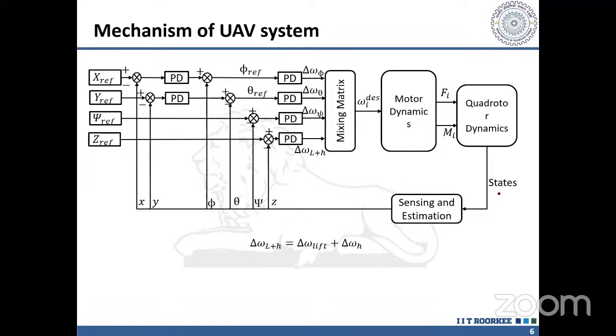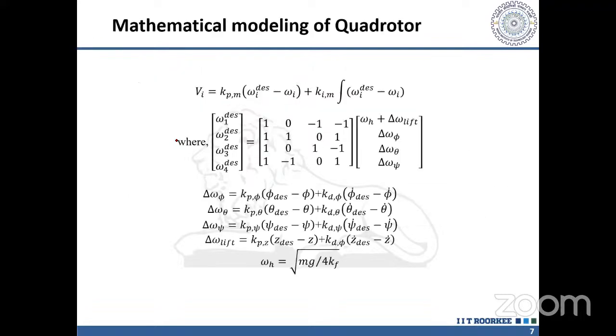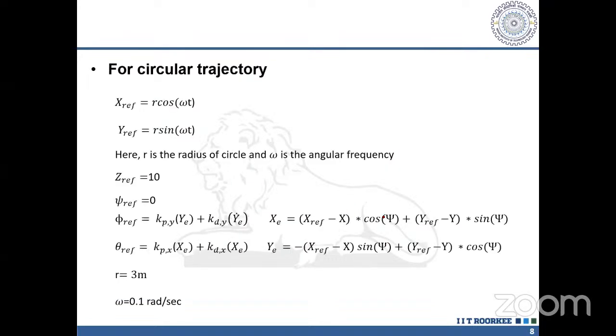States are the X, Y, Z, Psi, theta, phi, or their derivatives, and we sense these states and again give them as feedback to our controller so that it can generate the error signal, right? So this is the whole mechanism concept of any UAV system. So this is the omega desired, how we obtain this omega desired, right? So first we show the circular trajectory.